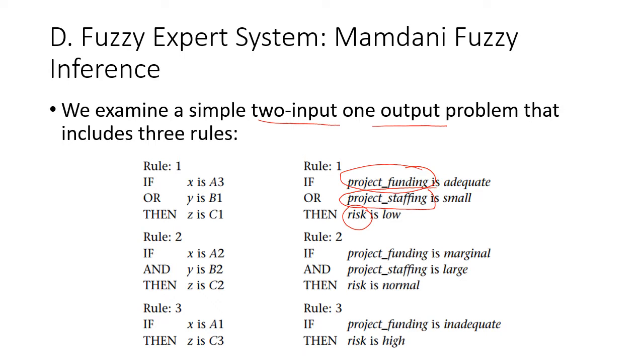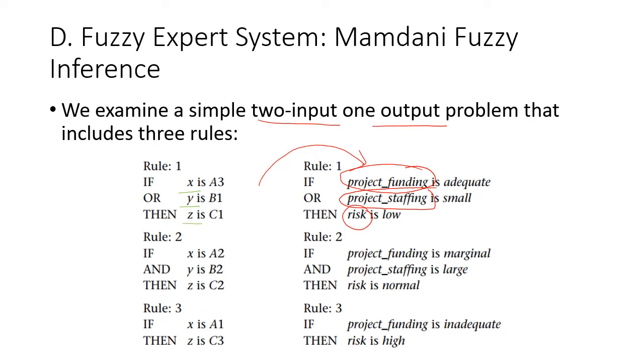So if you look at the rules, let's look at rule 1. If X is A3 or Y is B1, then Z is C1. Translated into fuzzy rules: if project funding is adequate or project staffing is small, then risk is low. So what you can map here is X is project funding, Y is project staffing, and Z is risk.